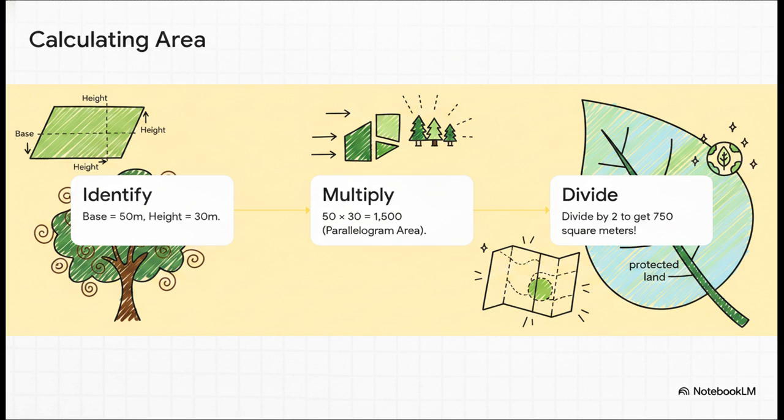But wait, we definitely don't want the whole parallelogram, right? So step 3, we divide that by 2, which, remember, is the exact same thing as multiplying by 1/2. Half of 1,500 is 750. So the incredibly cool part here is that you have successfully calculated that exactly 750 square meters of vulnerable forest land will now be securely protected on that map.